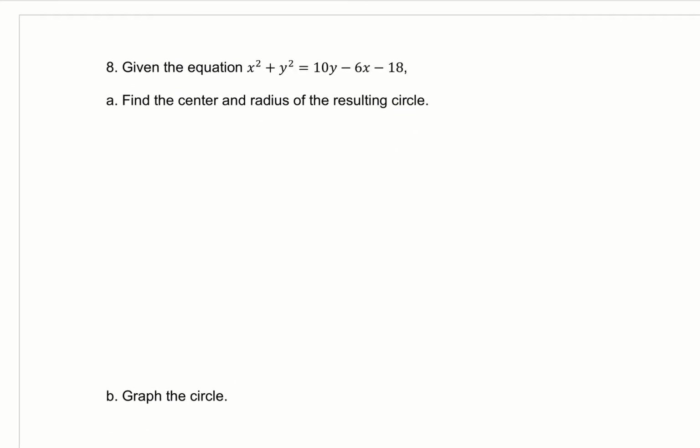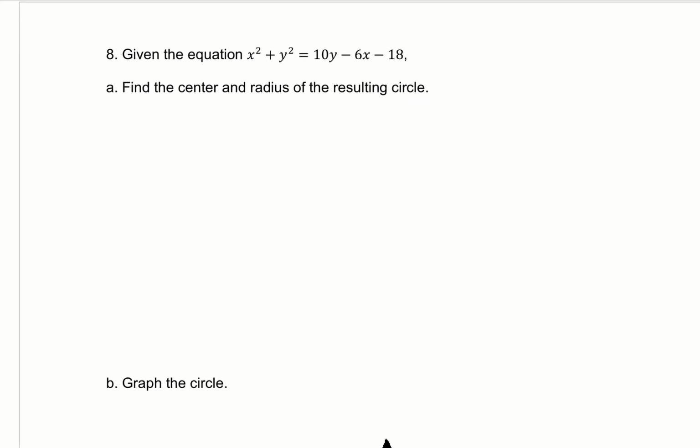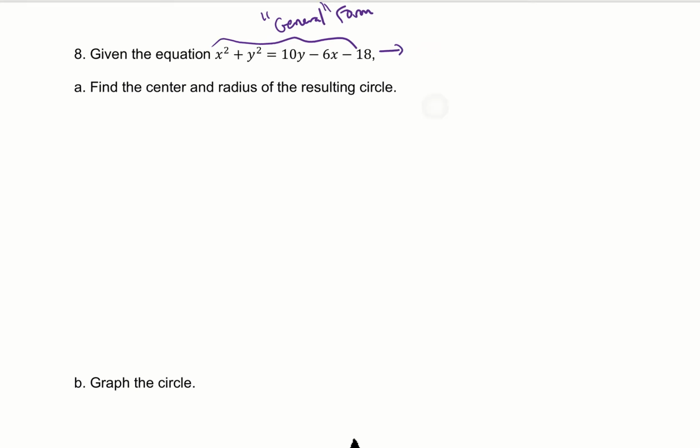All right, now given the equation, this is an equation in general form, whereas the one before was an equation in standard form. In fact, this is not exactly in general form, so I'm going to put this in quotations because we had to clean it up to actually make it look like general form. So technically, this is not general form. We're going to convert it to actual general form.